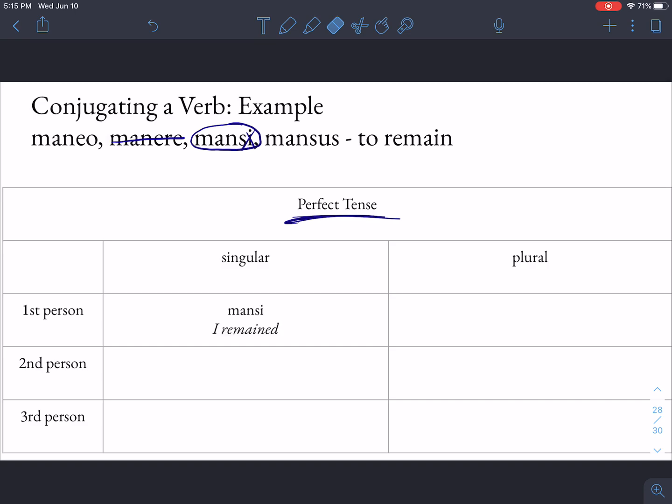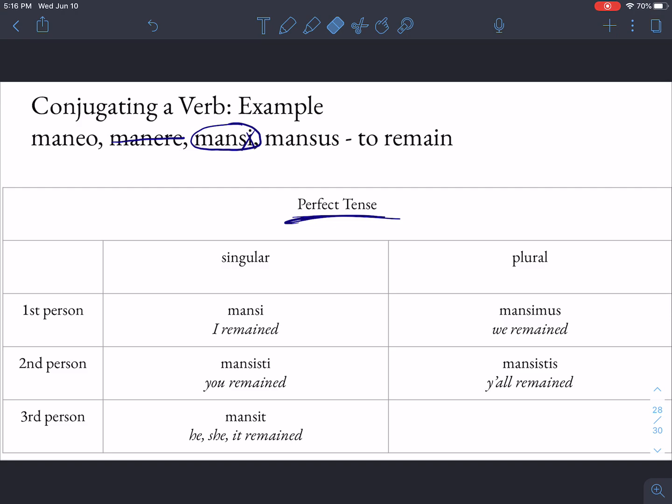Mansi, I remained. Mansisti, you remained. Mansit, he, she, or it remained. Mansimus, we remained. Mansistis, y'all remained. And manserunt, they remained. Okay?